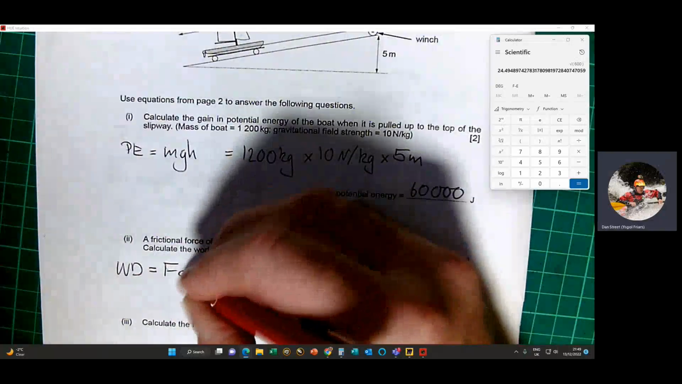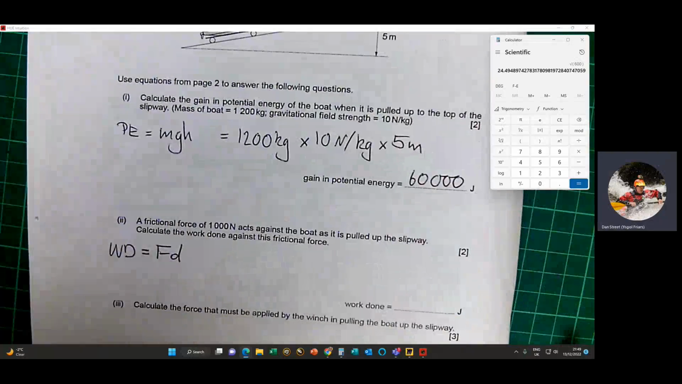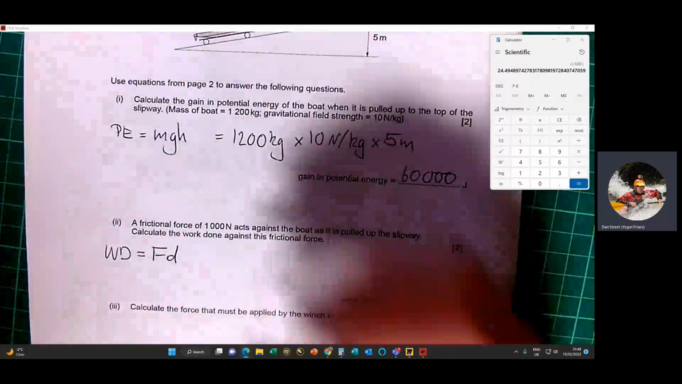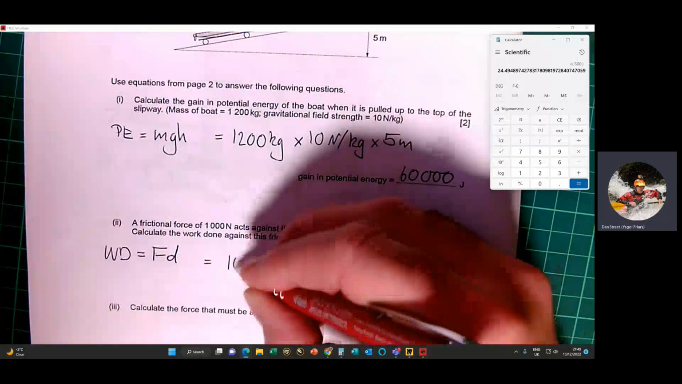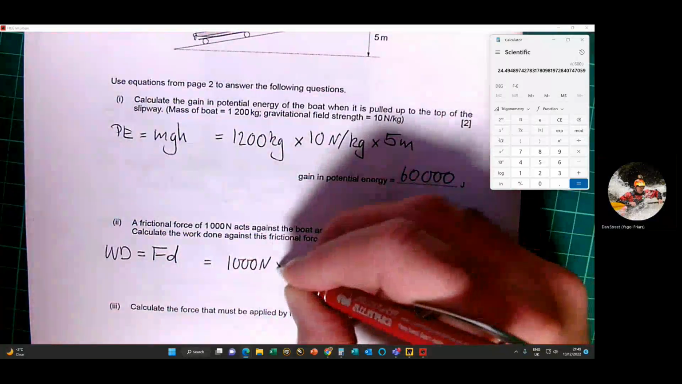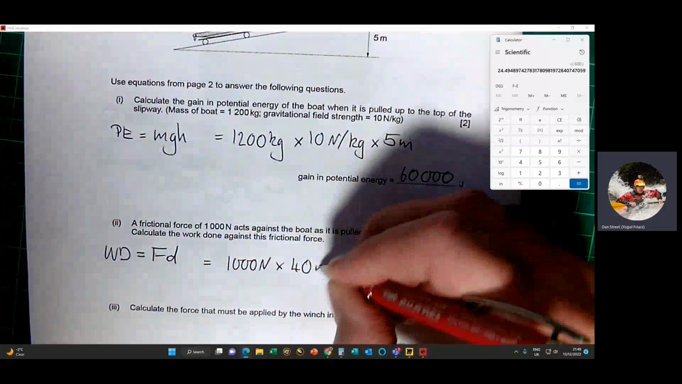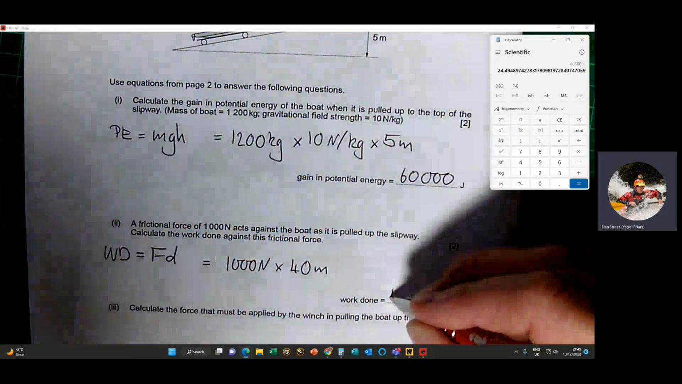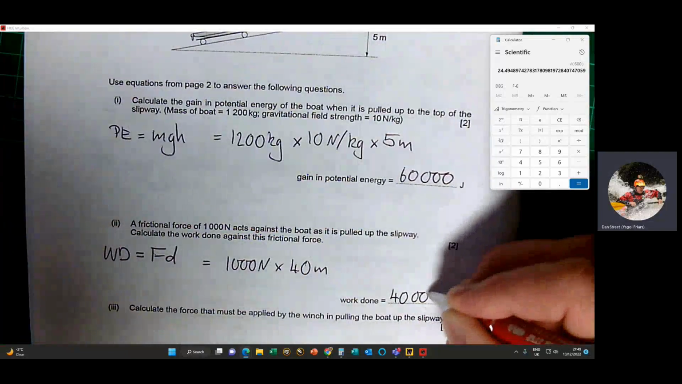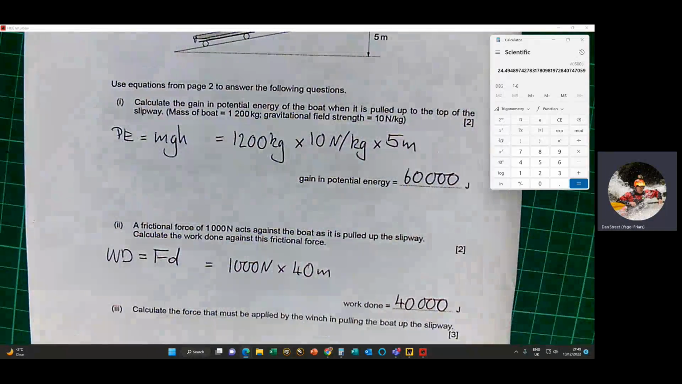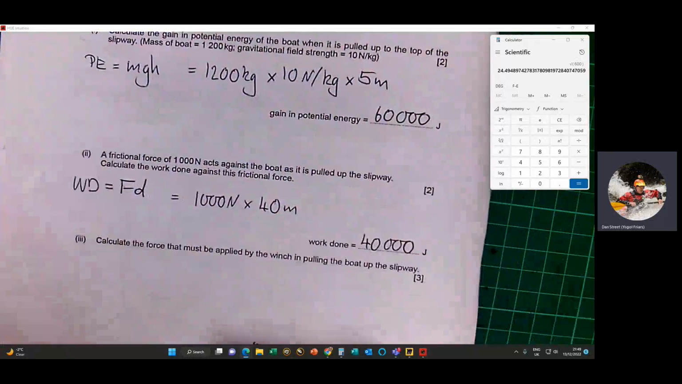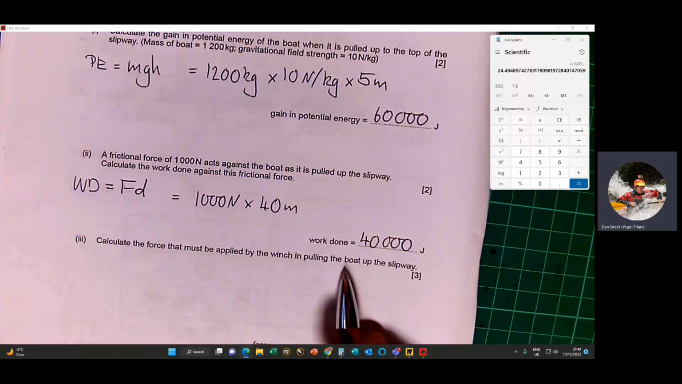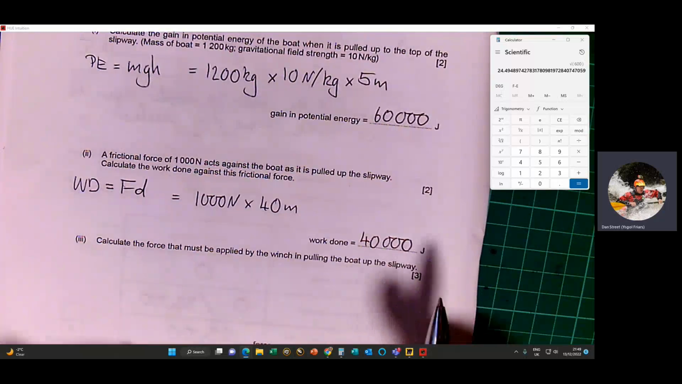So work done equals force times distance. And in this particular question, our force is 1,000 newtons and our distance is 40 meters. So that's 1,000 newtons times 40 meters, and that gives us the total work done of 40,000 joules. So that's to pull the boat along the slipway. And then it says calculate the force that must be applied by the winch in pulling the boat up the slipway.